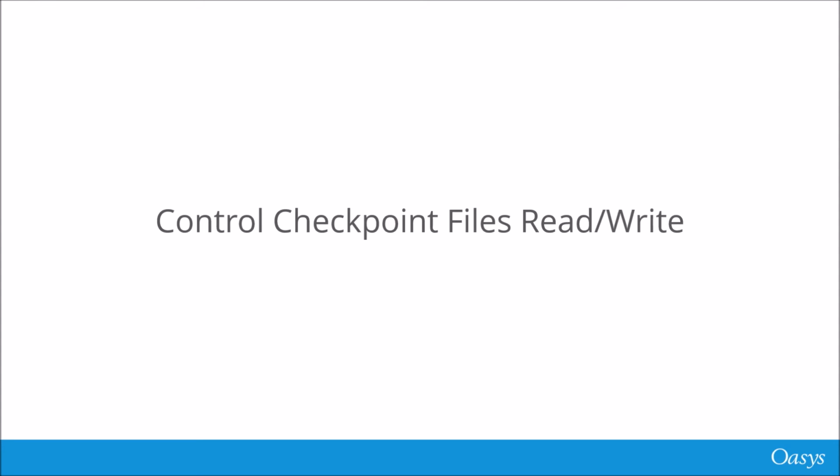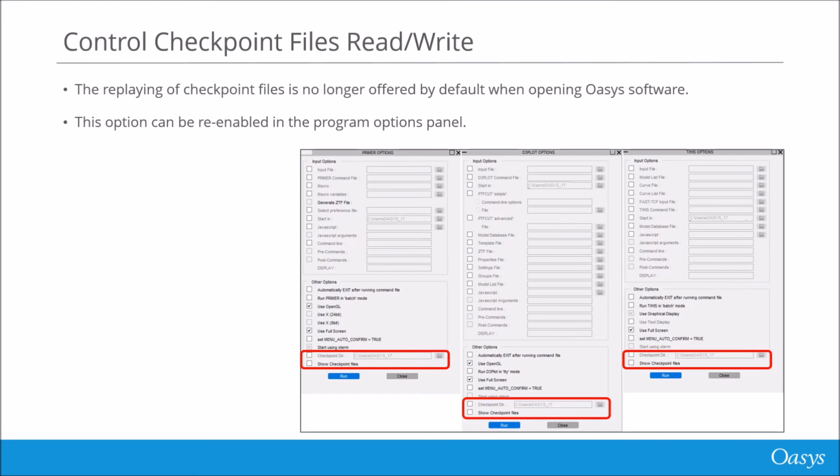I'd like to just mention checkpoint files as well. Checkpoint files are command files that are automatically recorded when you use the Oasys software. These can be replayed when you open the software. Previously, you would, by default, get a panel that opens up when you open Primer, D3Plot, THIS that gives you the option to replay previous checkpoint files. By default now, you won't see that, but if you want to turn it on again, you can do so through the Options panel in the shell.